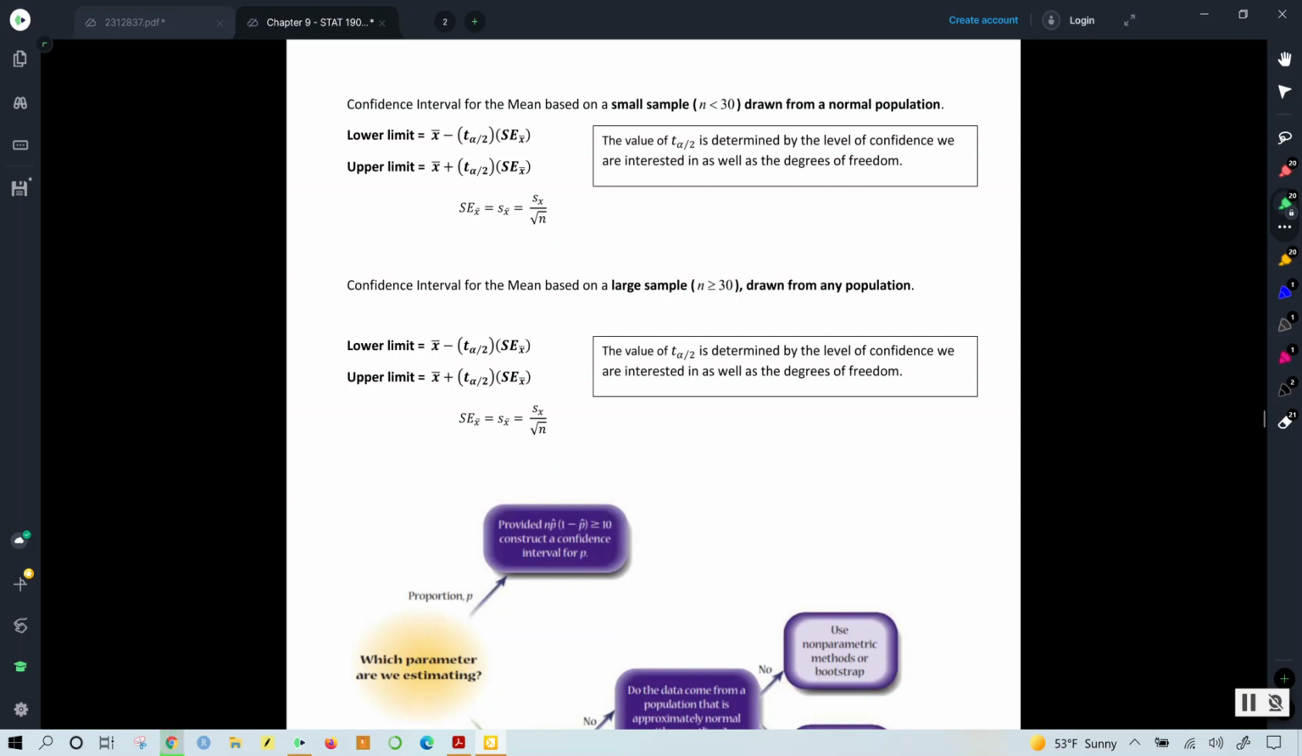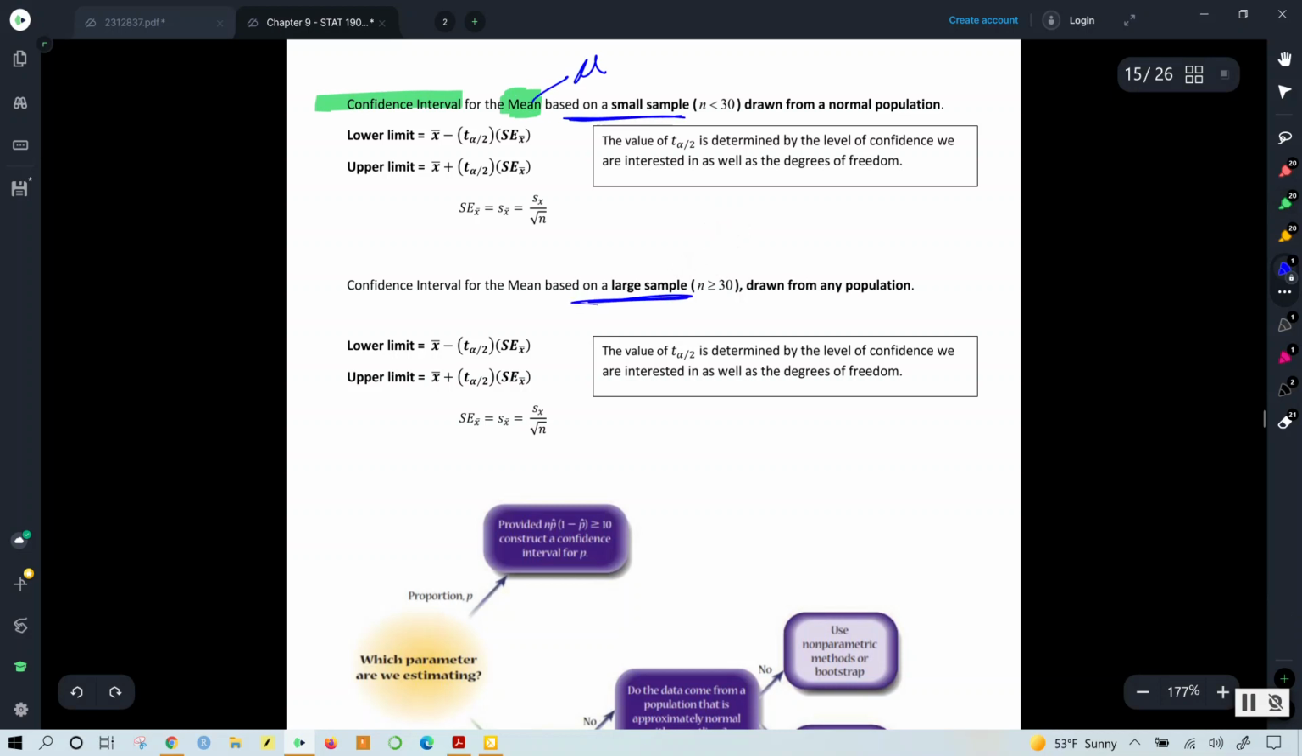In previous videos, our focus was on constructing confidence intervals for the population proportion. In this video, our goal is to learn how to construct a confidence interval for the population mean, represented as mu. Now, this can be based on either a small sample or a large sample. If it's a small sample, please note we must require that that small sample is drawn from a normal population for us to be able to use a T interval.